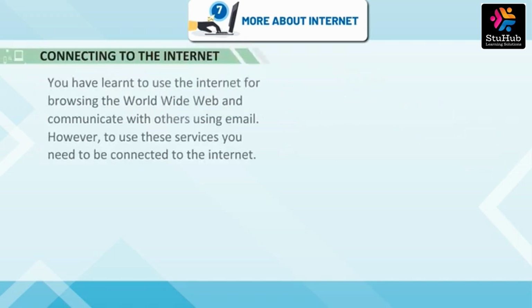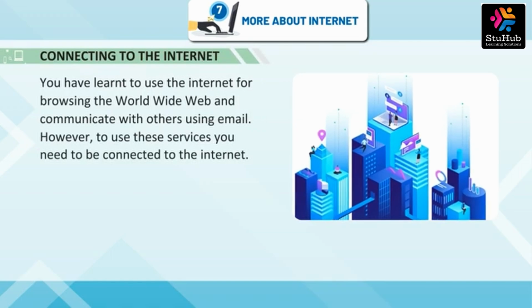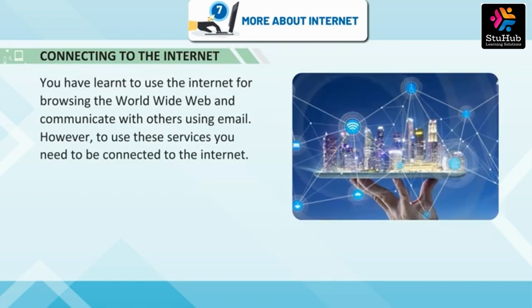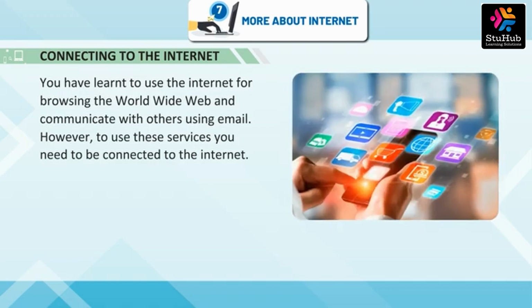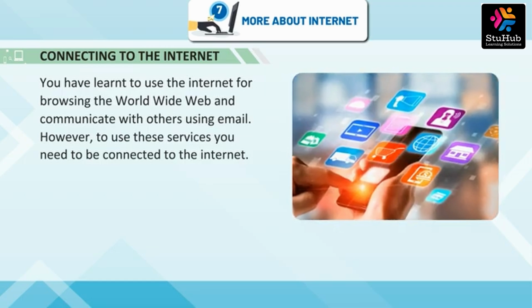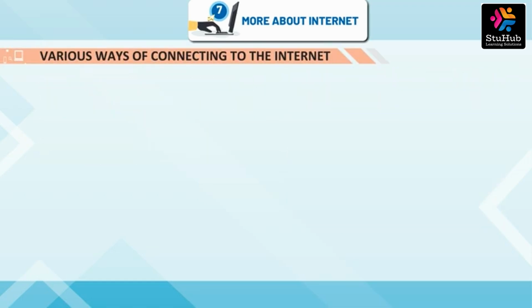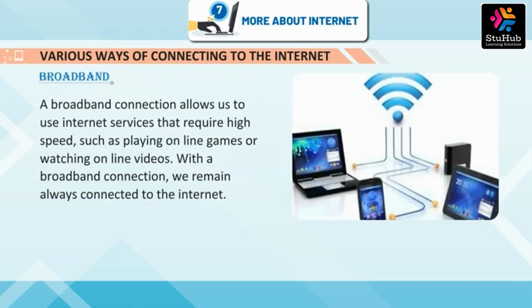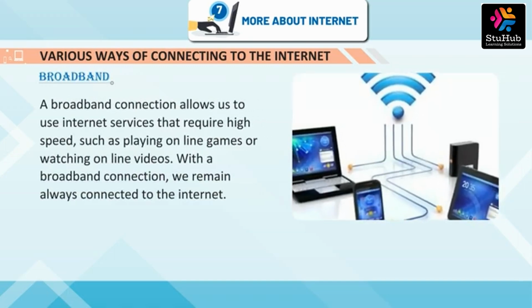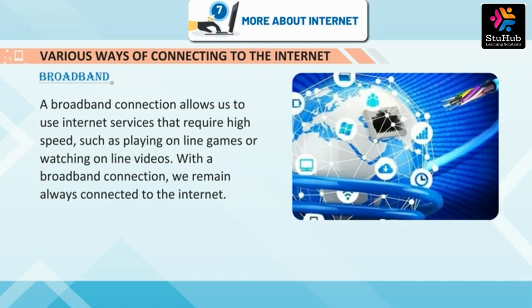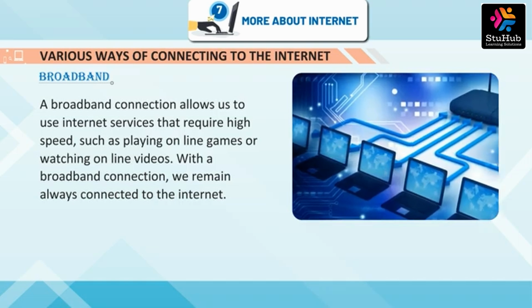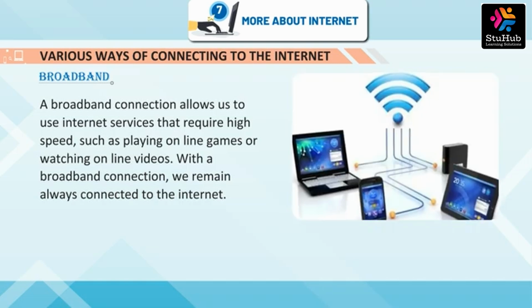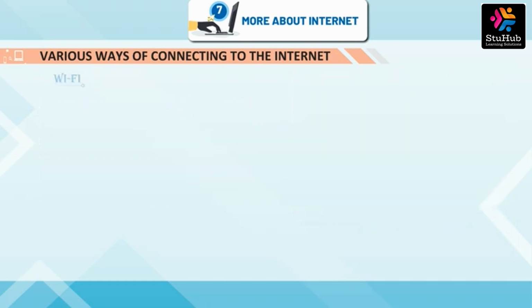Connecting to the Internet. You have learned to use the Internet for browsing the World Wide Web and communicate with others using email. However, to use these services, you need to be connected to the Internet. Various ways of connecting to the Internet. Broadband. A broadband connection allows us to use Internet services that require high speed, such as playing online games or watching online videos. With a broadband connection, we remain always connected to the Internet.